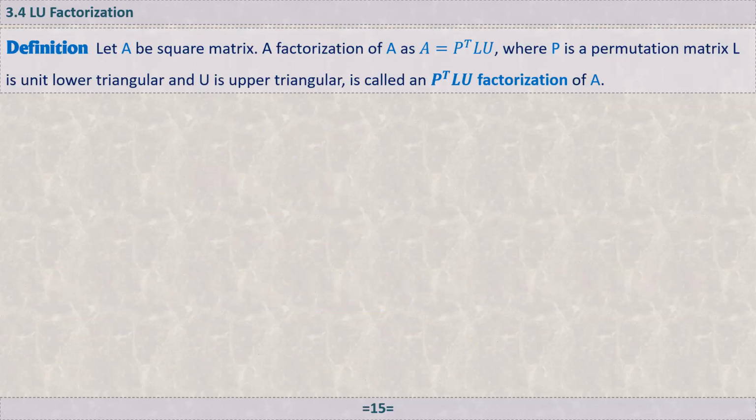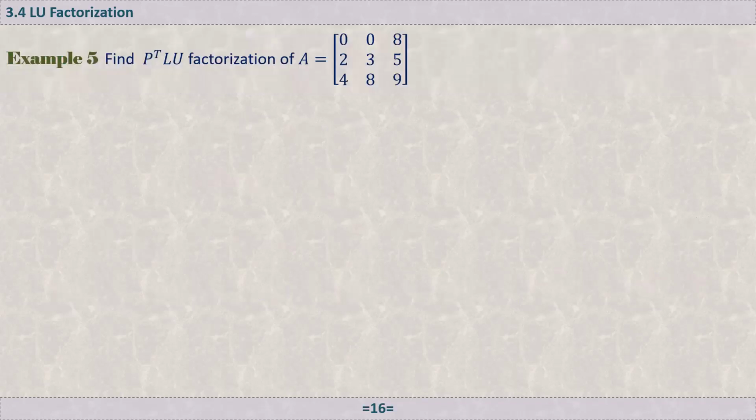Okay, another definition here. Let A be a square matrix. A factorization of A as P^T LU, where P is a permutation matrix, L is unit lower triangular, and U is upper triangular, is called a P^T LU factorization of A. So now we attach a special name to this factorization, that is P^T LU factorization.